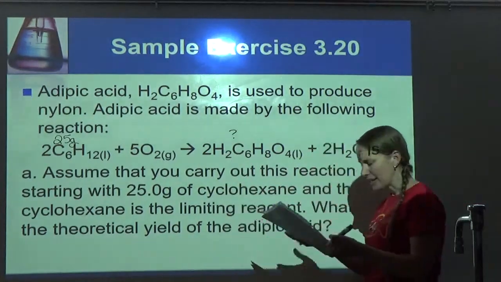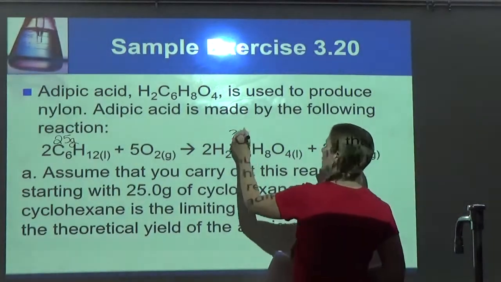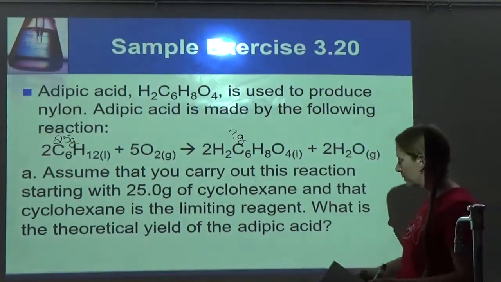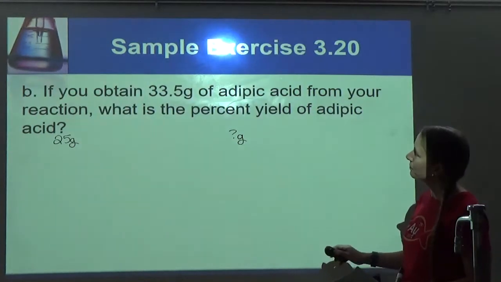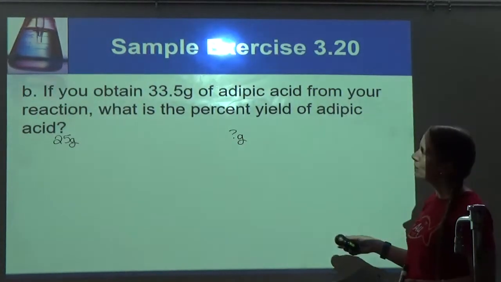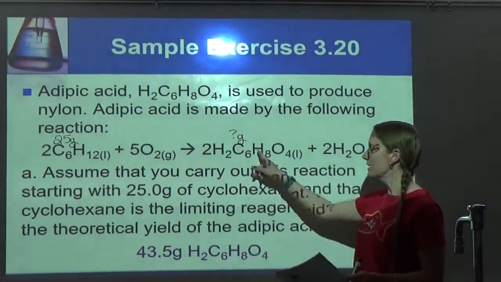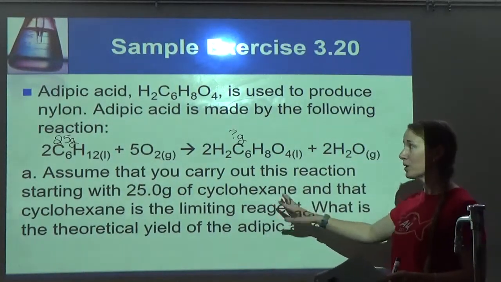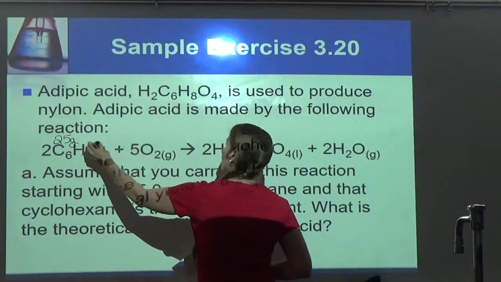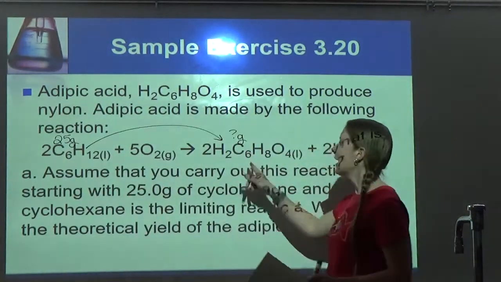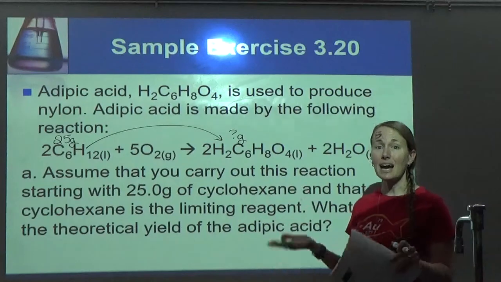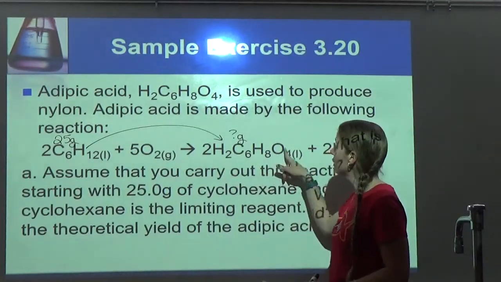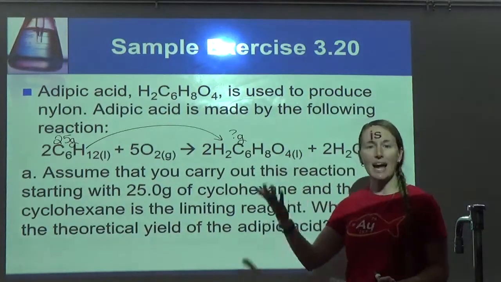Alright, so let's see, I think I just went to grams. It didn't technically specify, but there was a part B, and part B says if you obtain 33.5 grams. Okay, so that means we definitely want our answer to be in grams because there was a part B. Alright, so that means I'm going to go from here to here to figure out how many grams of adipic acid I should have created under perfect conditions. And to save from writing this huge formula, you're just going to see me call it acid when I'm writing it.